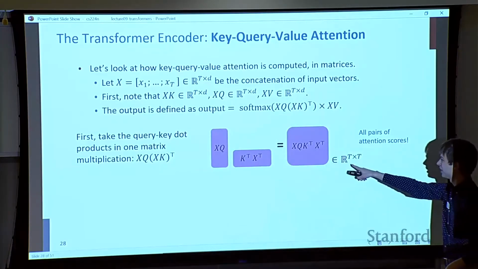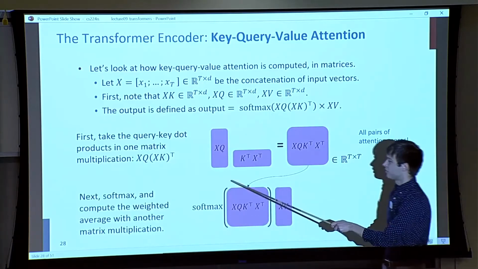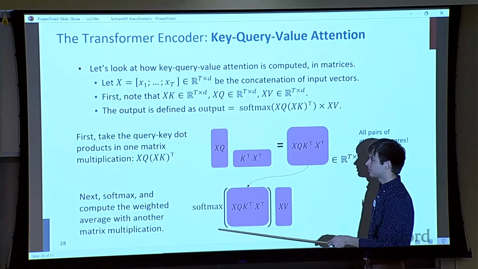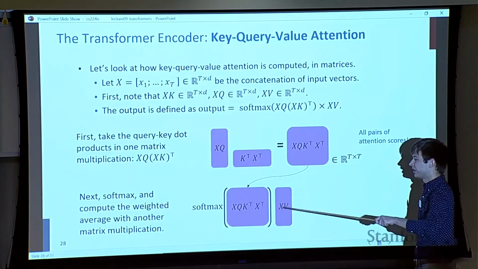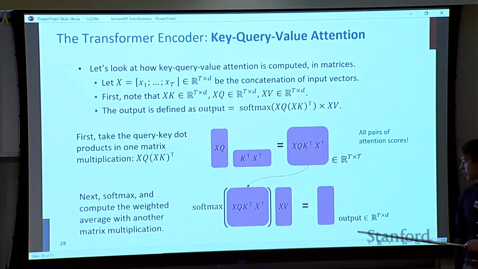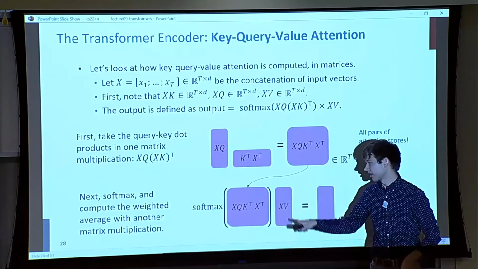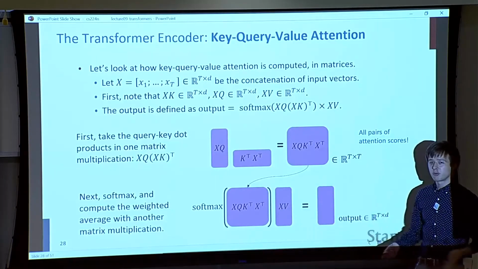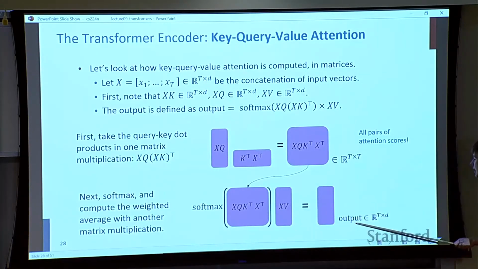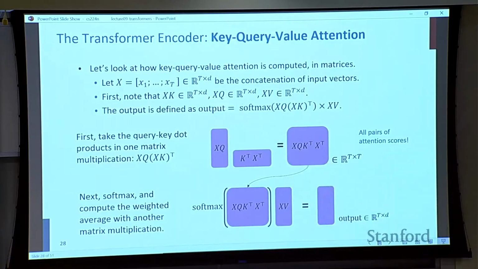Okay, so now you have this big T by T set of scores. That's what we wanted. And now you can softmax that directly as a matrix, and then do a matrix multiplication here with XV in order to give your output vector. So this is actually doing the weighted average that we saw at the beginning of the class. And there's no for loops here. It's really beautifully, what we would say, vectorized. And it gives us our output, which again, remember, same dimensionality, T by d.